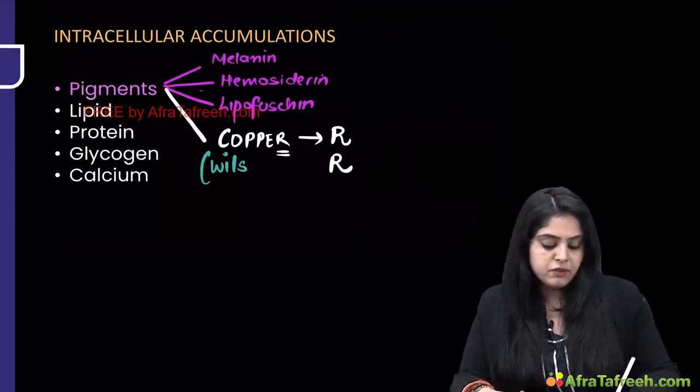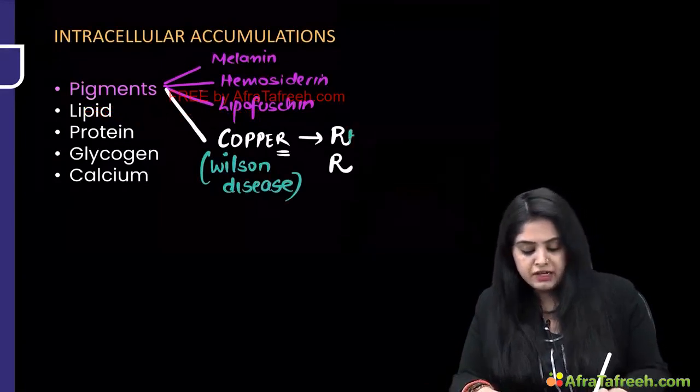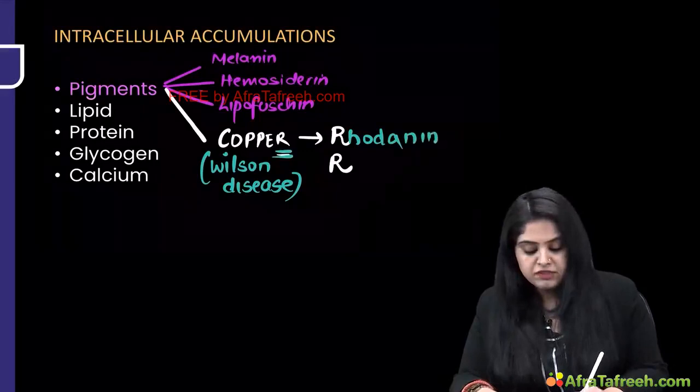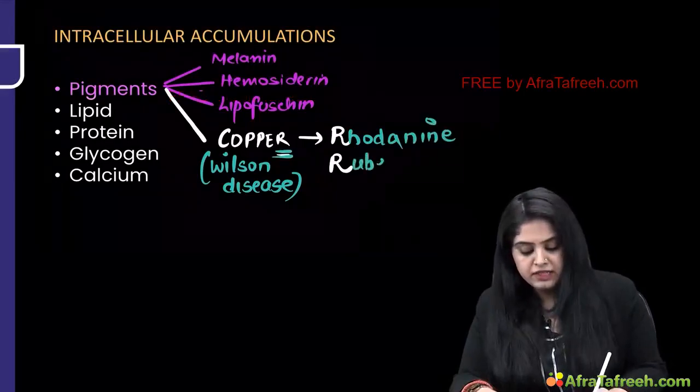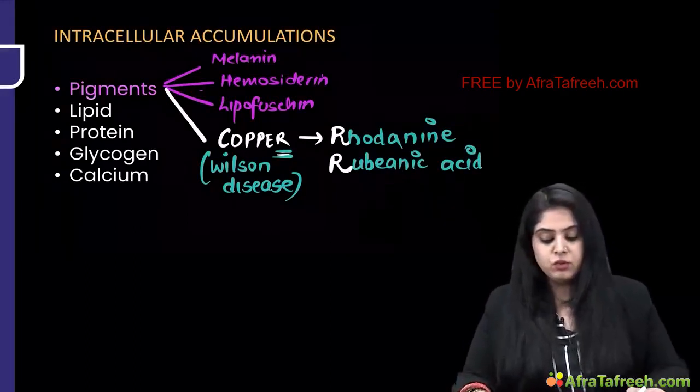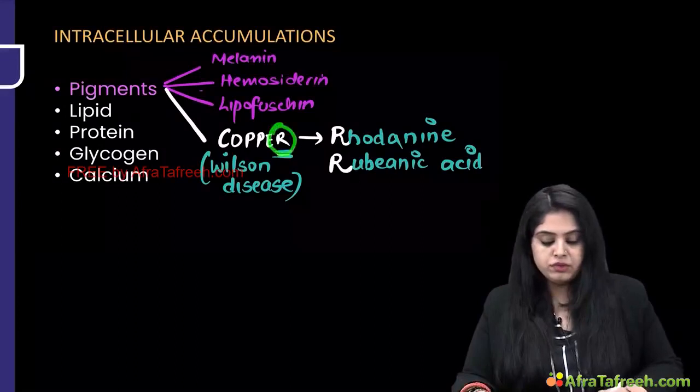Will the examiner give you a question? Examiner will give you a question of Wilson's disease. And RRR means the copper ends with an R and the names of the stains are going to begin with an R. That is rhodanine and rubianic acid. Repeating, rhodanine and rubianic acid. So let's go once again. When I say copper, you're going to say RRR, rhodanine, rubianic acid.